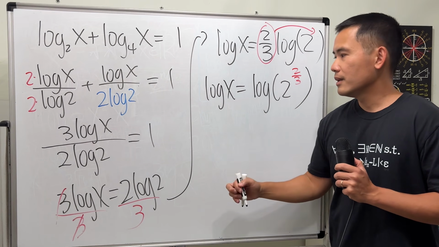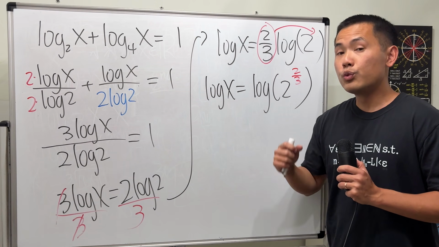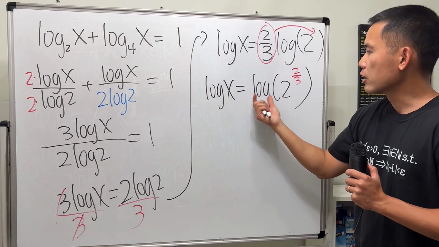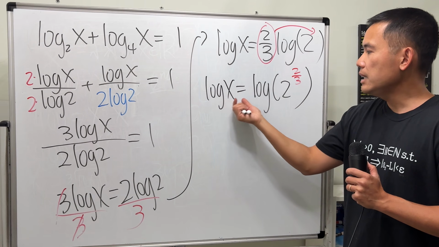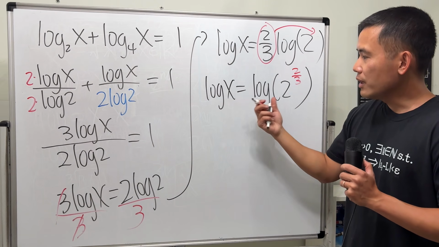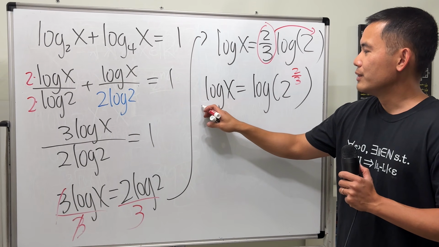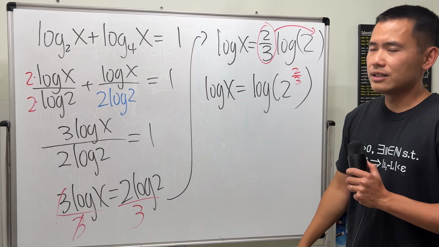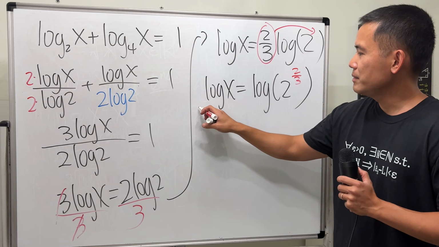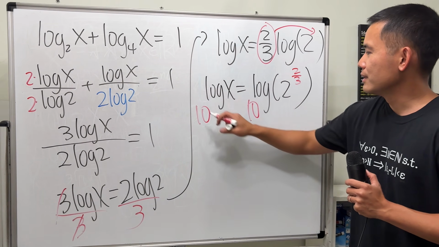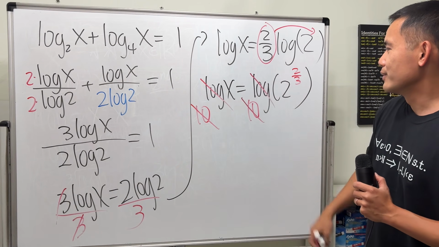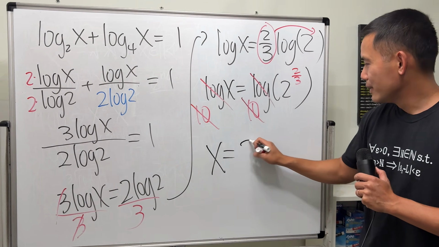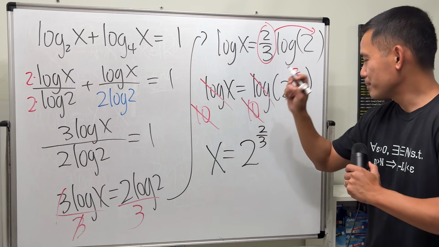Now, ladies and gentlemen, log is a one-to-one function. That means if both sides have the same log base 10, the input has to be the same. Or you can also argue it like this: you can do exponentiation, 10 to this power and 10 to this power, and cancel it. Doesn't really matter. But let me actually just do that. I think it's slightly more legitimate. Anyways, cancel, and you will only have this being equal to that. Anyways, x is equal to 2 to the 2/3 power.